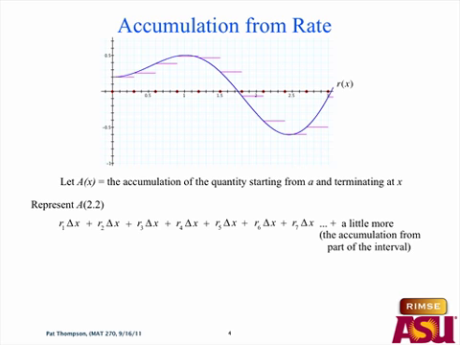Caught me off guard there. Okay. And what is this little more? This little more is the accumulation from part of an interval. We already did the first 7. So what will it be? From 1 to 7. And we just did that, right? So it's going to be R of the left end of the interval times delta x.